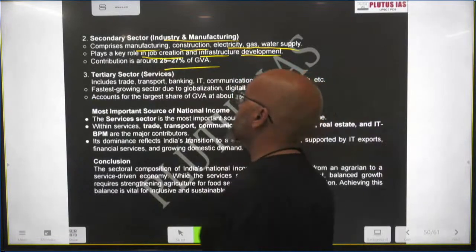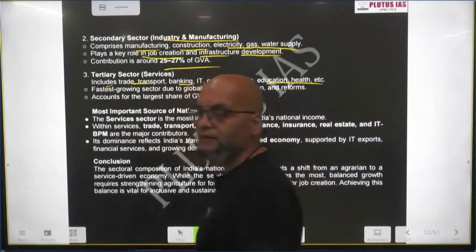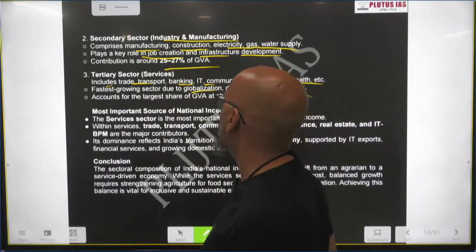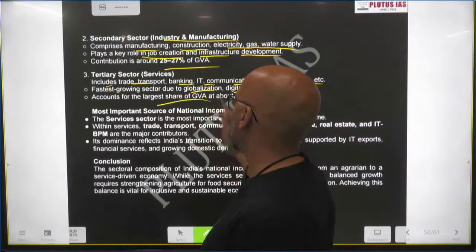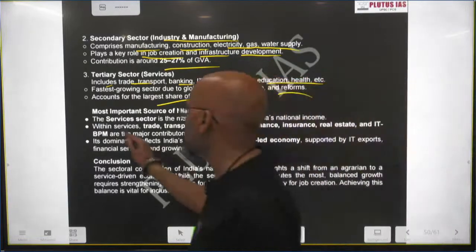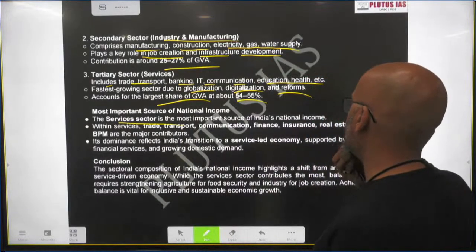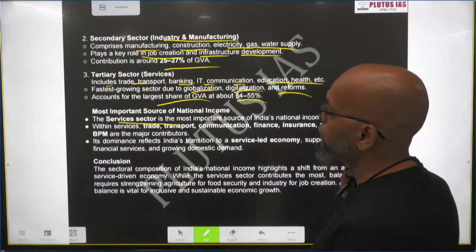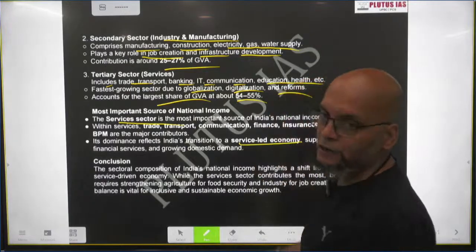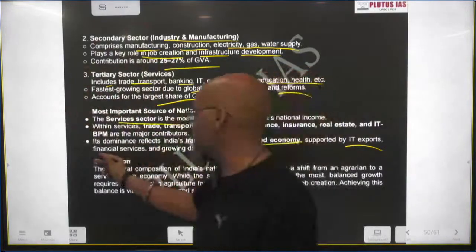Tertiary sector or services includes trade, transport, banking, IT, communication, education, health, etc. Fastest growing sector due to globalization, digitalization and reforms, accounts for largest share of GVA, 54 to 55%. Most important source for national income, service sector. Okay, within service sector, trade, transport, communication, finance, insurance, real estate, IT, BPM are the major contributors. Its dominance reflects India's transition to a service-led economy. Supported by IT export, we export IT, we export financial services.